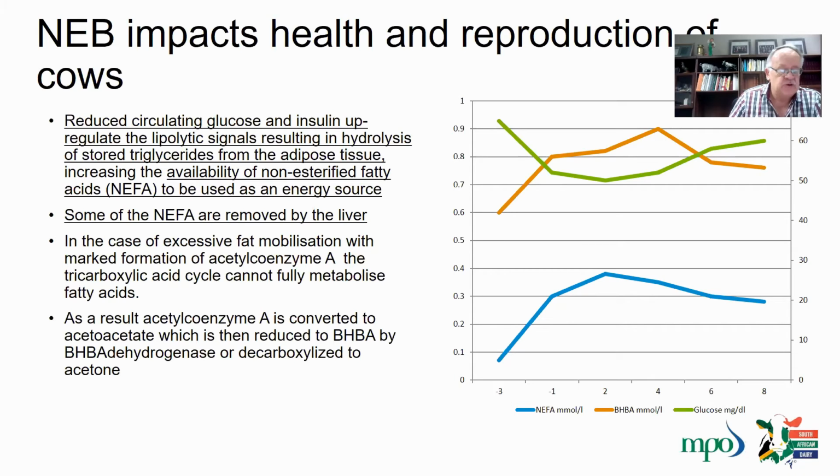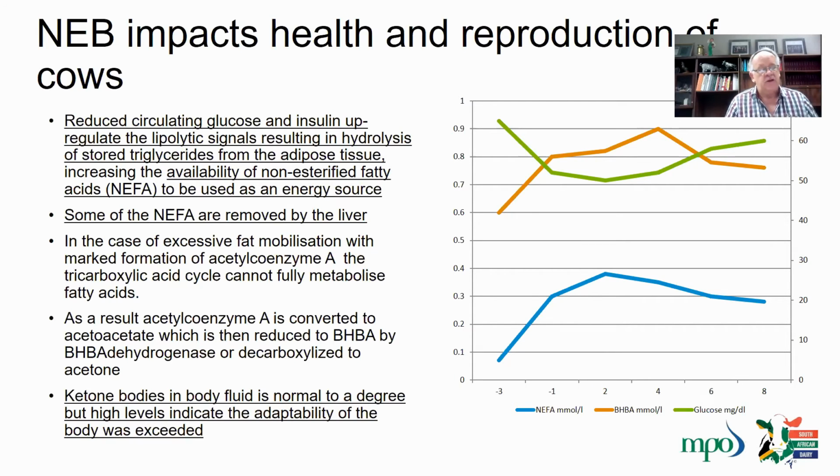And in the end, we're sitting with high levels of ketones, acetone as an example, and these ketone bodies in the body fluid. This is normal. I think a lot of cows are in a negative energy balance at the beginning of lactation, but it's not at the level where it's pushing it over into a proper ketosis. So one also needs to look at that.